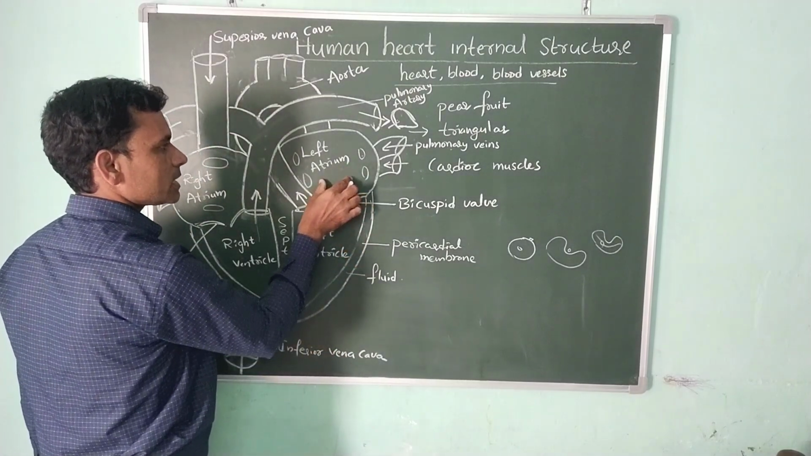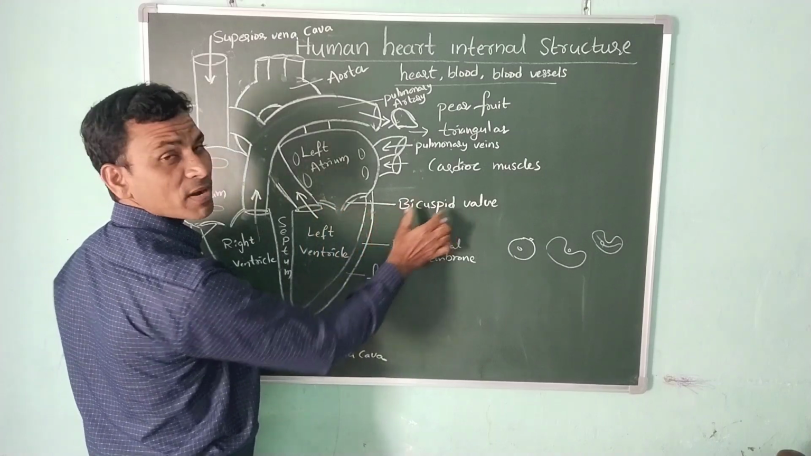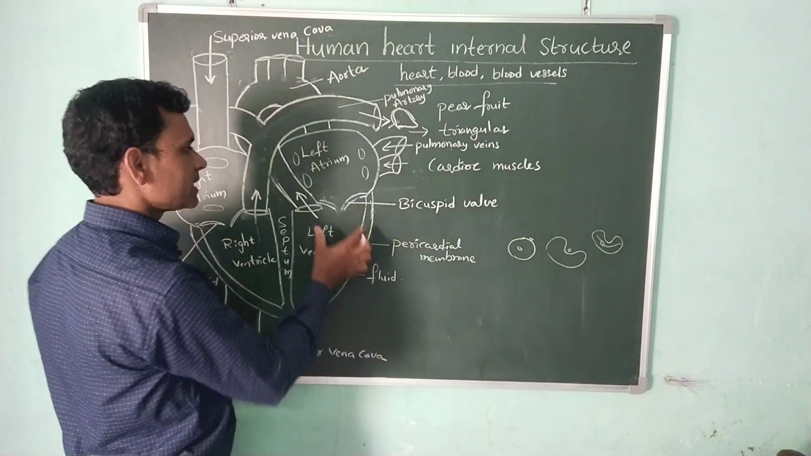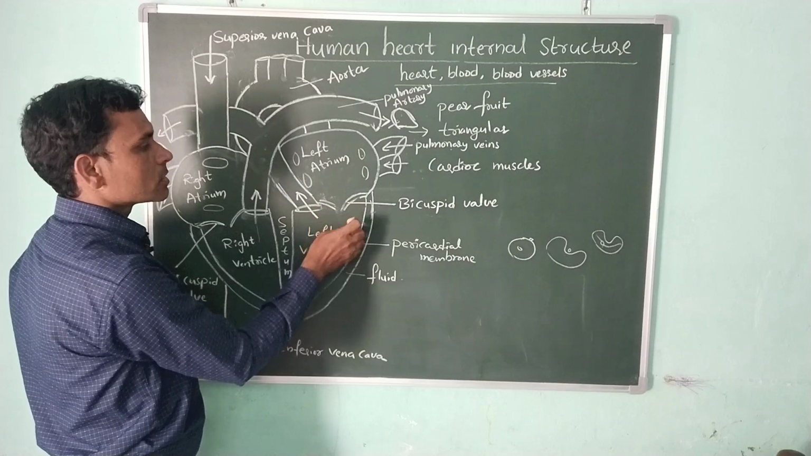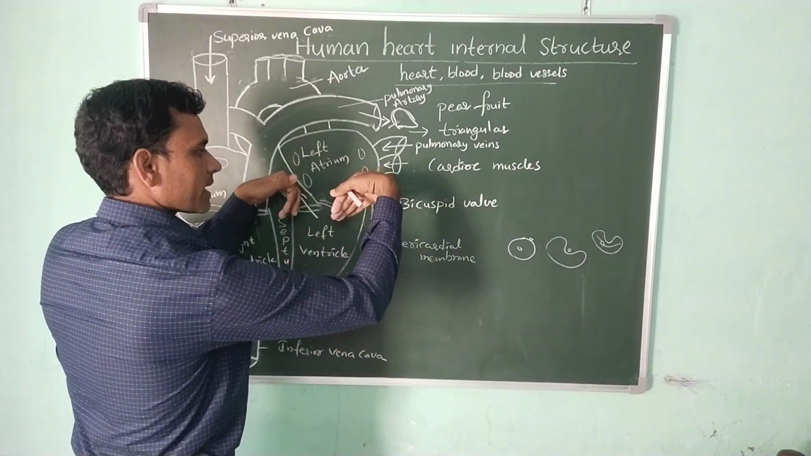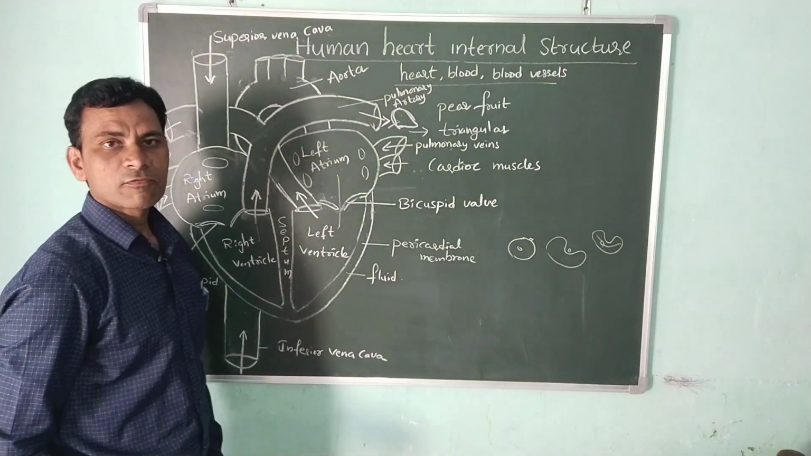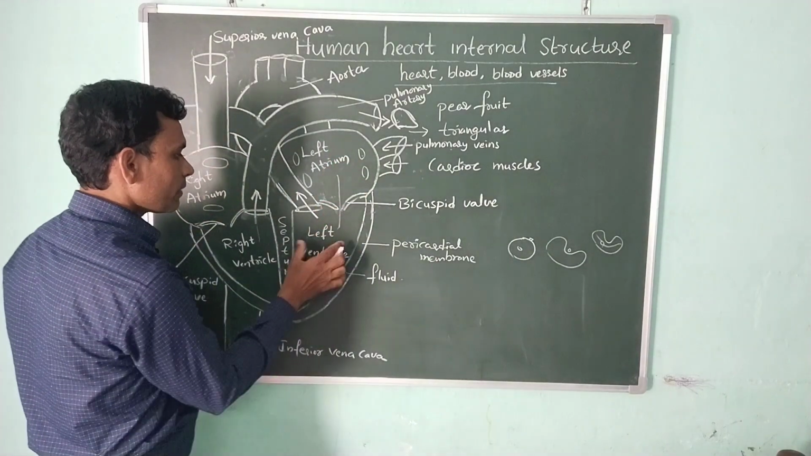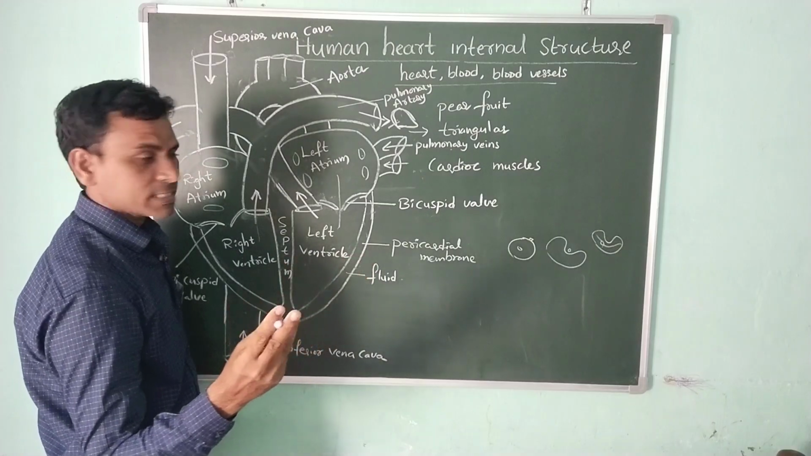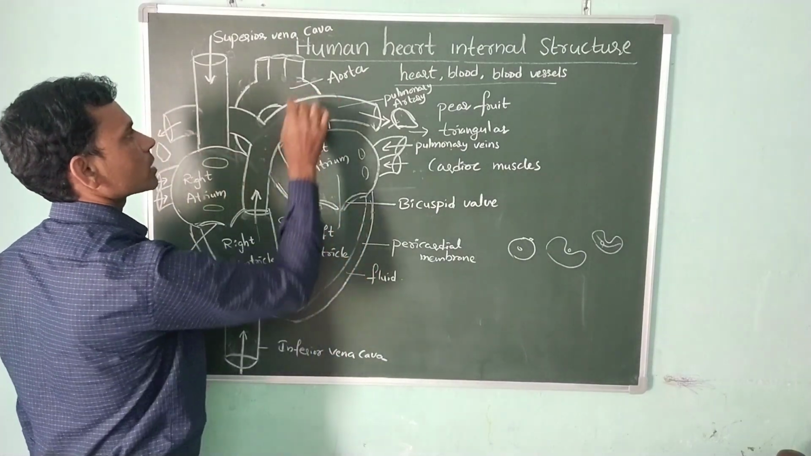Next, before filling, it is closed. Which valve is present here? The bicuspid valve is present, and it is closed. When the atrium is filled, this valve opens like this and the blood is filled into the left ventricle. When the left ventricle starts contraction, it sends blood through the aorta.